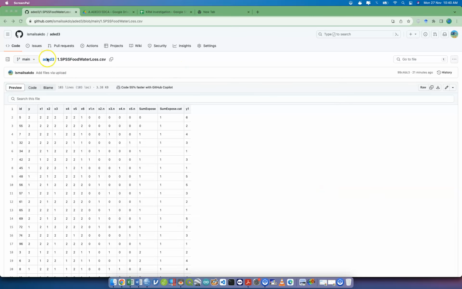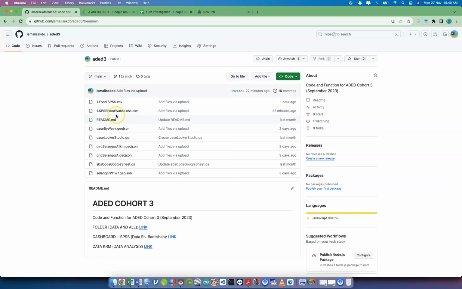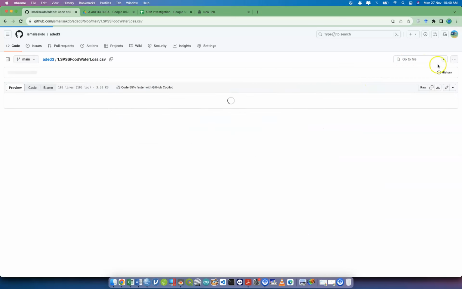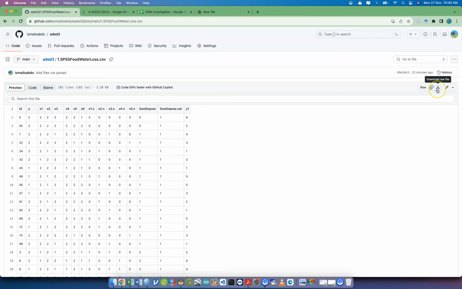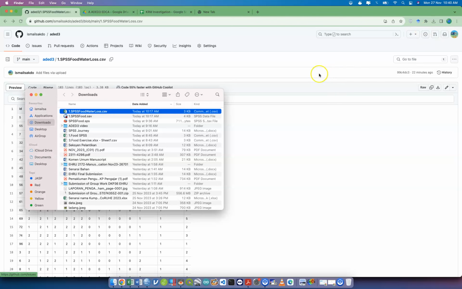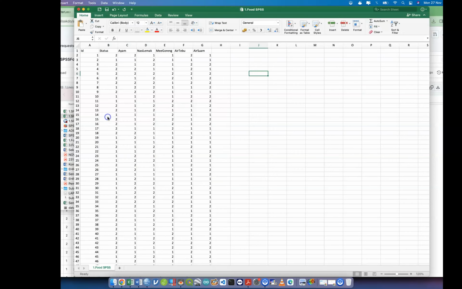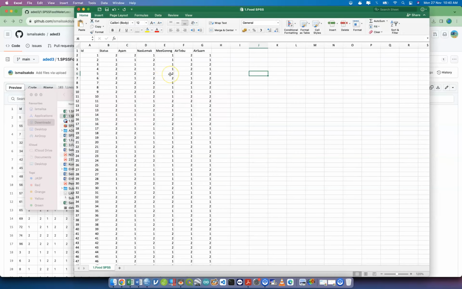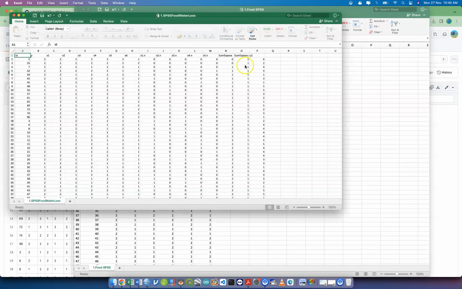Basically, navigate your cursor to the GitHub page, followed by opening this file, which is the SPSS food water loss.csv. Then you can click this download icon. After you download, you will be prompted with this kind of data. Open up the data. After you open up the data, you are going to see an extra column over here, which indicates the Y1.